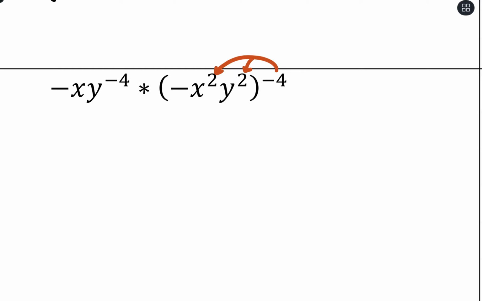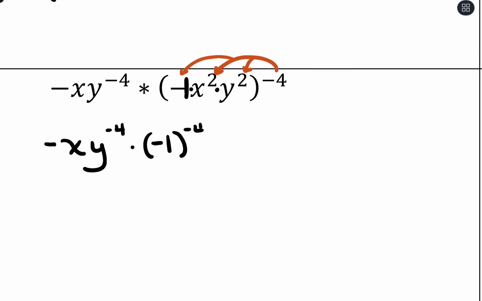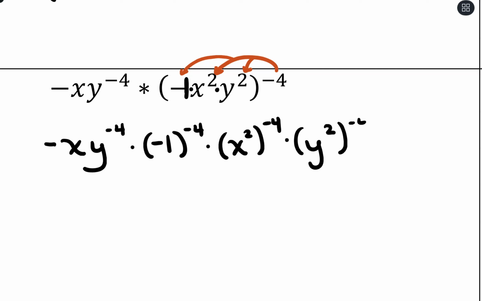One thing that's a little tricky here, I'm actually going to draw a third arrow to show this negative 1 that's out front here multiplying. Because we really have this negative 1 times x squared times y squared. Okay, so let's keep this negative x, y to the negative 4, and then we're multiplying with negative 1 to the negative 4 power times x squared to the negative 4 power times y squared to the negative 4 power.